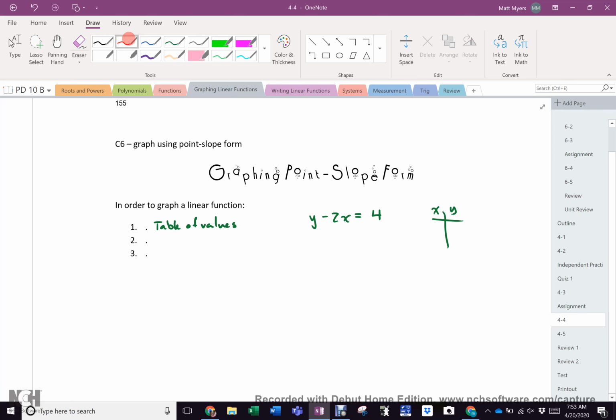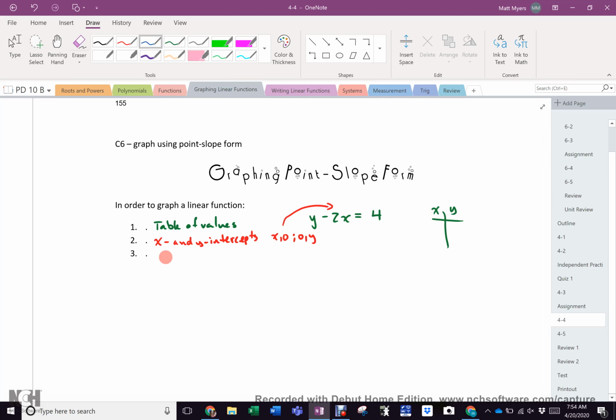Now, in the 10th grade, you learned two other ways. You learned using x and y-intercepts. And you, of course, knew that there was x comma 0 and 0 comma y. And you took those values and you substituted them in there to get x's and y's.